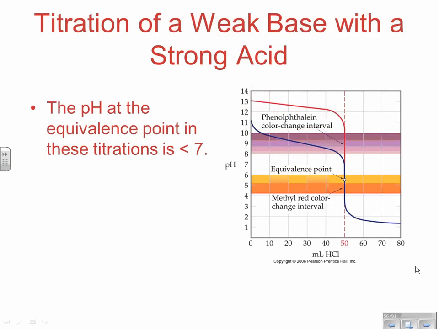Now, a weak base with a strong acid. Notice we're starting now on the other side. So I'm starting up here in base, so I know I've got a base. This would be what the strong base looks like. This little loop here would be what the weak base looks like. So remember, we can use that right away to see which situation we have.